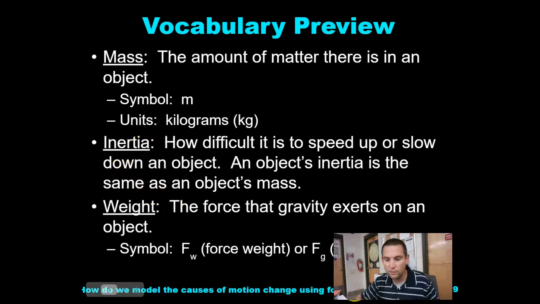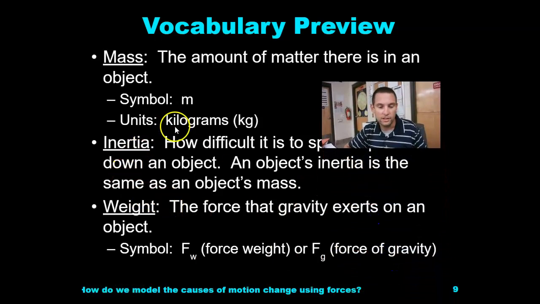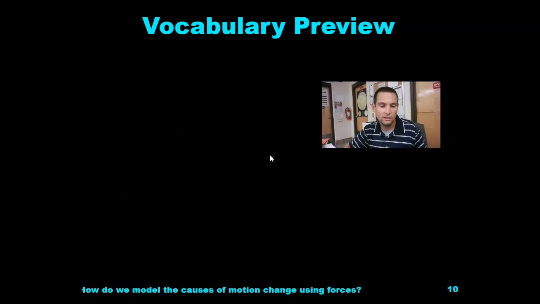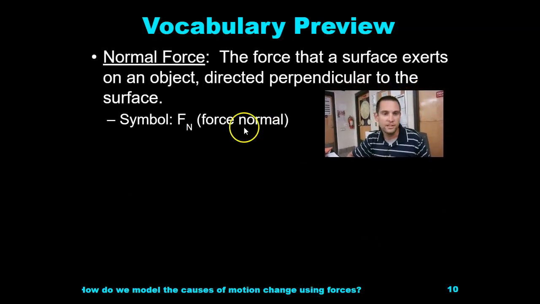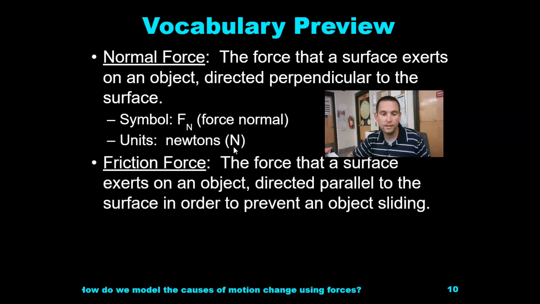Now we have weight, which is the force that gravity exerts on an object. Again, symbol in newtons. Normal force is the force that a surface exerts on an object that is directed perpendicular to the surface. Friction is the force that a surface exerts on an object directed parallel to the surface in order to prevent an object from sliding.